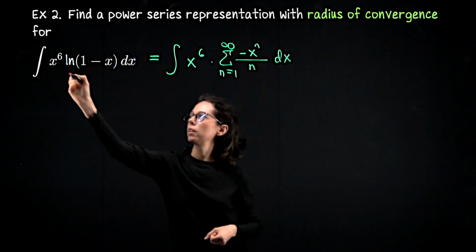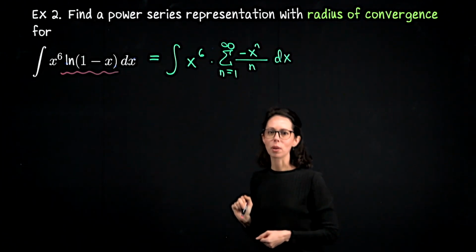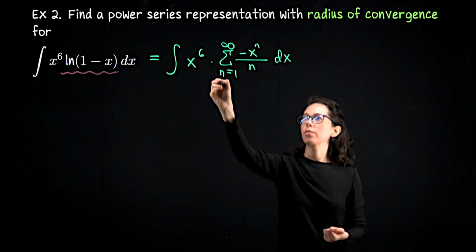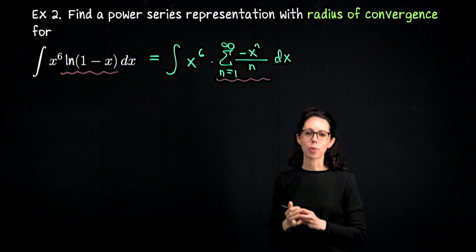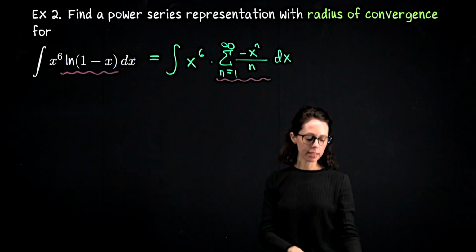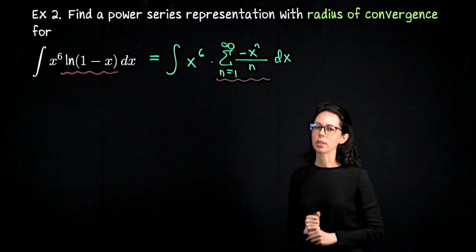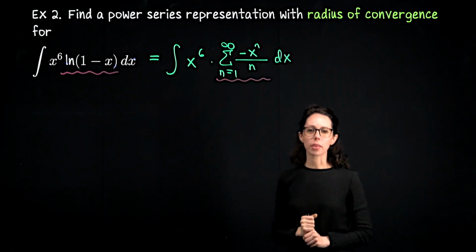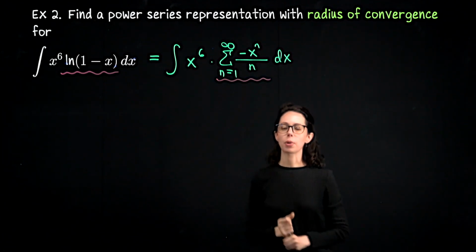So I took the function natural log of 1 minus x, which is hard to work with, and I've replaced it with its power series representation. This is valid on the domain from -1 to 1, so keep that in mind. We will talk about the radius of convergence for this operation that we're doing at the end.